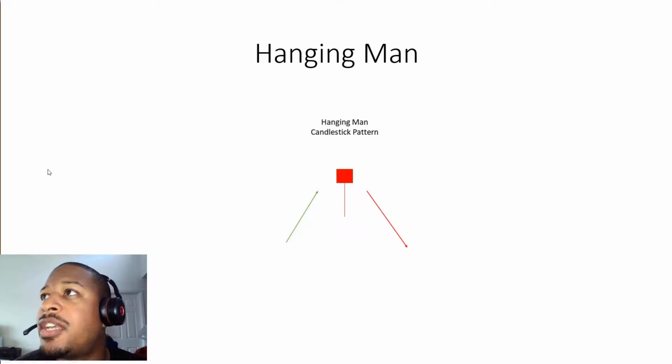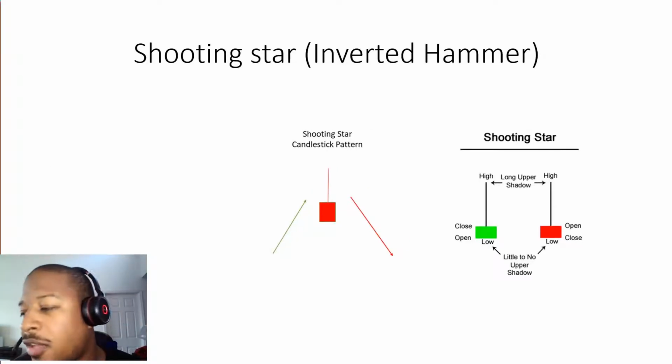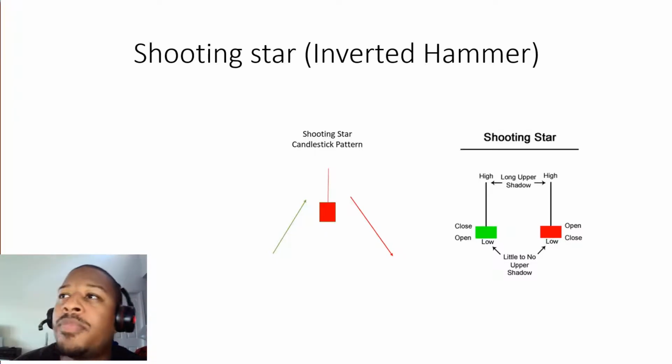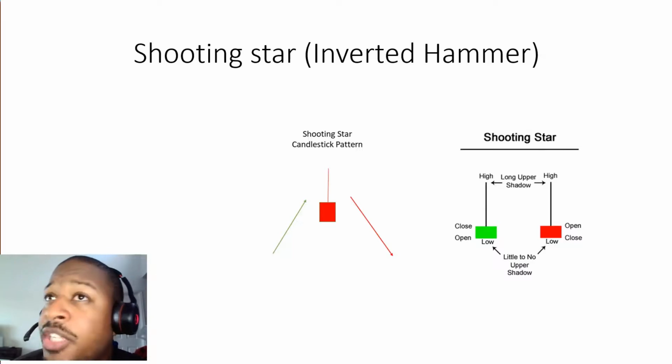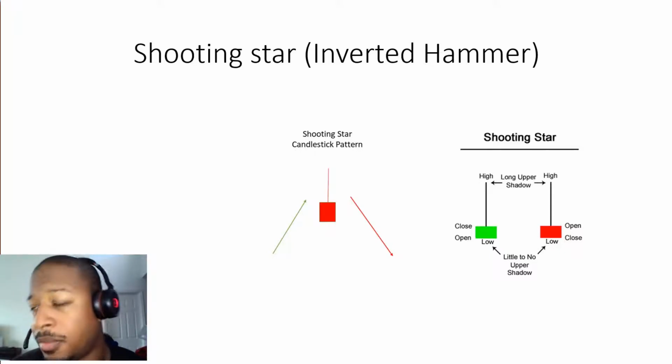And then there's the shooting star, sometimes called the inverted hammer. You'll find a lot around the internet that it could get kind of confusing. They're pretty much calling one candlestick one thing and it's actually another. They're basically the same thing, and you'll begin to recognize them as you read charts more. But the shooting star is formed at the end of a trend, and it gives a bearish reversal sign.